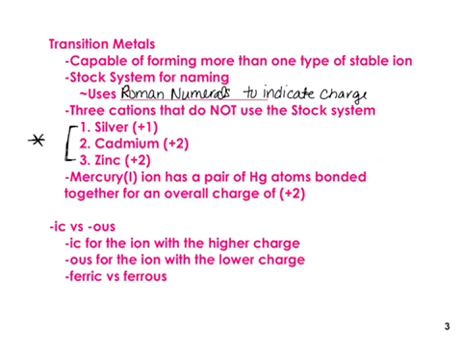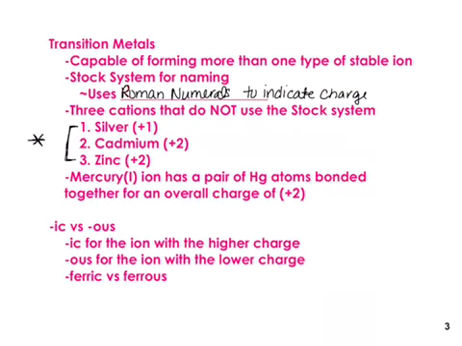Another rule breaker here is mercury. Mercury 1 has a pair of mercury atoms bonded together, which will give it an overall charge of +2, even though it's written as mercury 1.